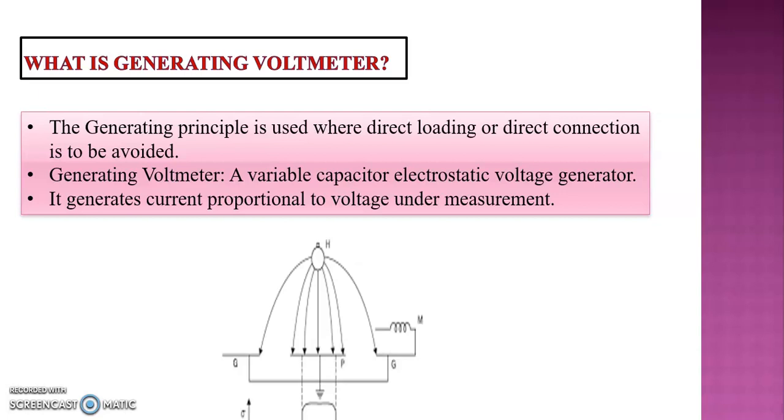So, what is a generating voltmeter? The generating voltmeter is a variable capacitor electrostatic voltage generator, which basically generates a current proportional to the applied voltage under measurement, and it is used for measuring high DC voltages. The arrangement given below provides loss-free measurement of DC voltages.